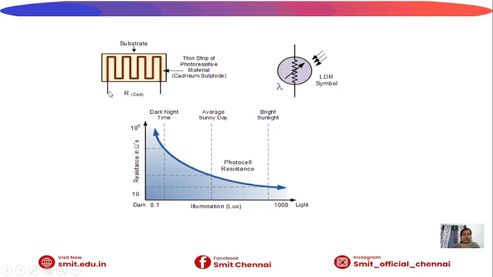Next is the LDR. These are the two connecting metals. This is the substrate. These are the thin strips of photoresistive material made up of cadmium sulfide. This is the symbol of the LDR. There are lots of differences between photovoltaic, photoconductive, LDR and photoresistor. So you can identify the symbols, then only you can write the exam without confusion. LDR has three arrows.